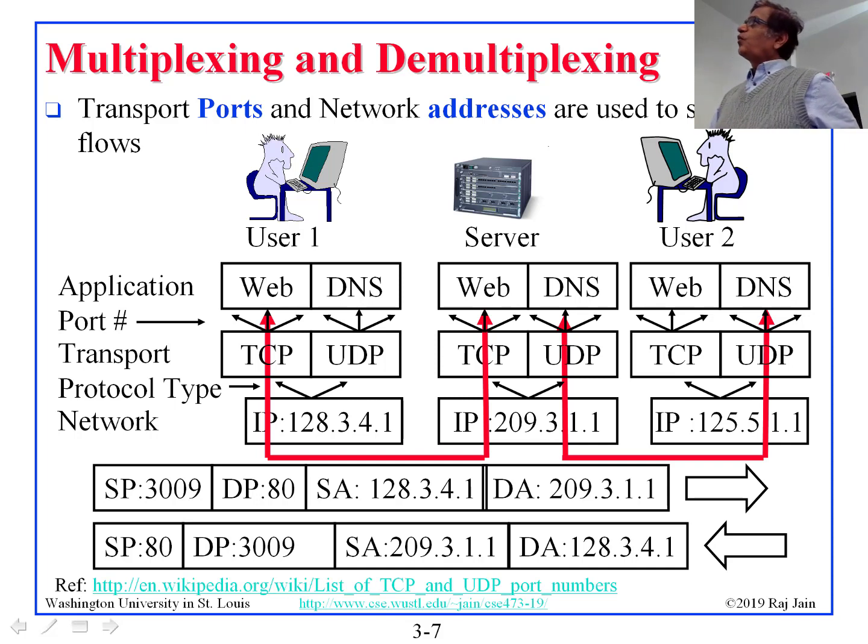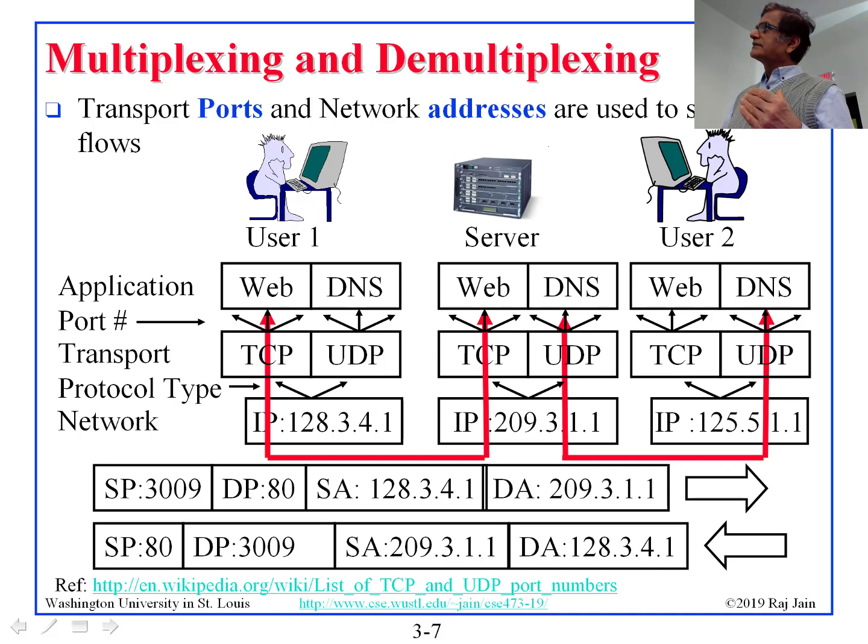And so basically, let's say this is user 1 and this is the server which is serving web and DNS. This guy sends a web request. When the request goes out, the destination port, DP, is 80. So every transport header has 2 ports, the source port and the destination port. We will see in a minute why we need the source port. But the destination port is 80 and the destination address is as given here.